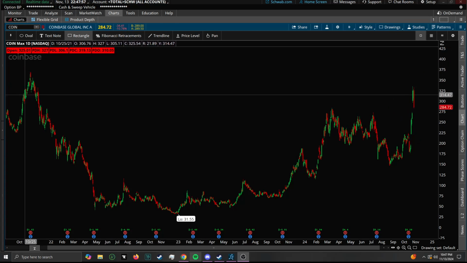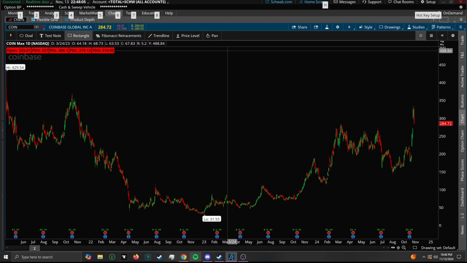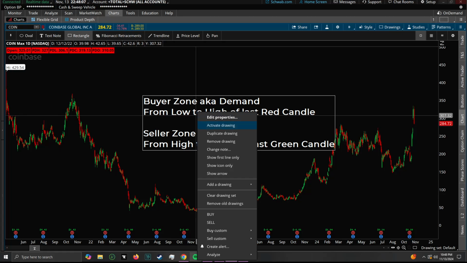We're going to chart supply and demand on the coin chart on the daily. I'm just going to use the recent levels that I see on the far left here. Oh, not recent, they're back from 2022. And these are all using the rules that we like to use here in our chat.